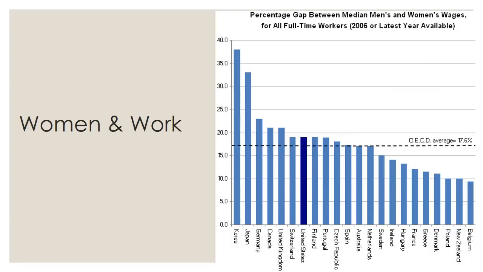Here is a global visual on women in work and the disparity in their income. You can see that Korean women actually make almost 40% less than their male counterparts. So you can see the United States is in dark blue. So Belgium, if you are a woman and you want to make as much as a man, go work in Belgium.